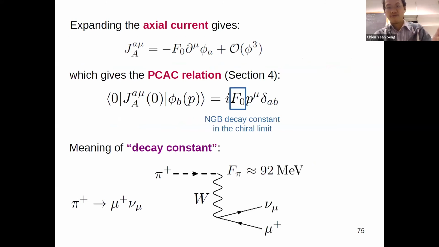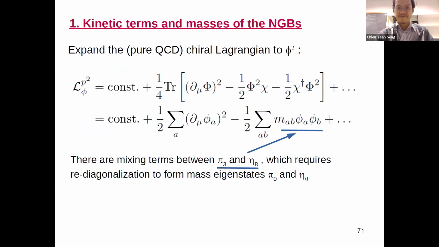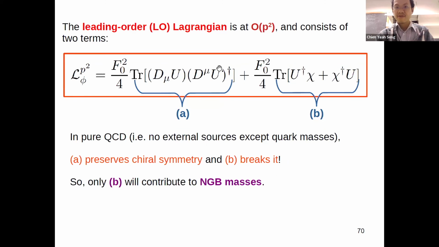So just now we used the leading order chiral Lagrangian to study the masses and the leptonic decay of the Nambu-Goldstone boson. And let's do something even more complicated, which is the meson-meson scattering. In the meson-meson scattering, you need to expand the chiral Lagrangian and collect the terms in the chiral Lagrangian involving more fields of the bosons.